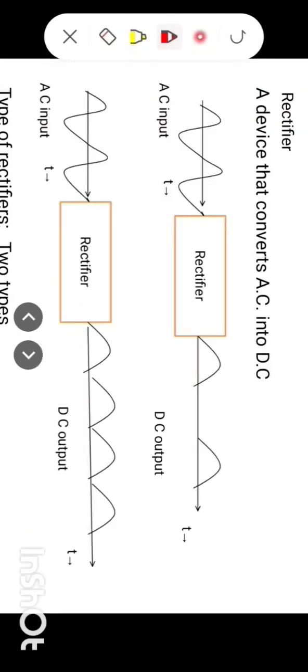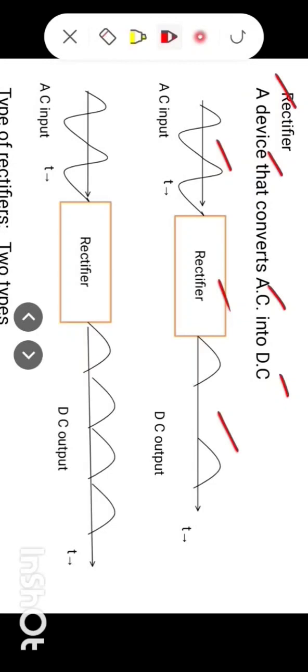Now, application of diode as rectifier. Now, what is rectifier? Rectifier is a device that converts AC into DC. For example, look at this block. This block is a rectifier having AC at its input and DC at its output.